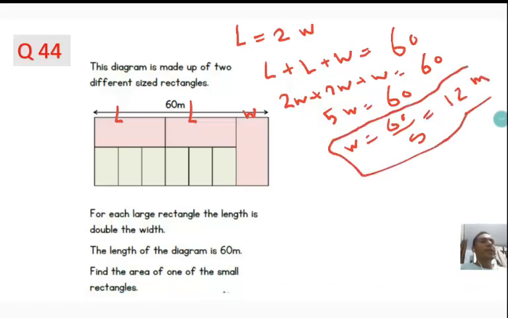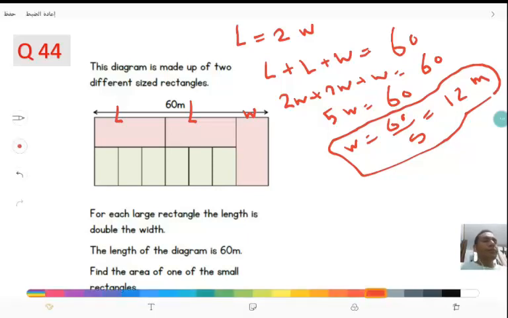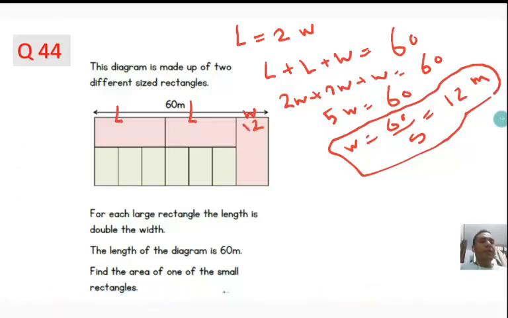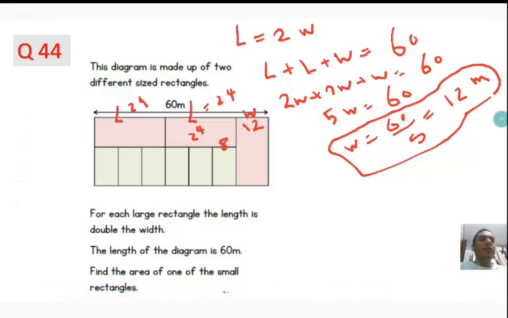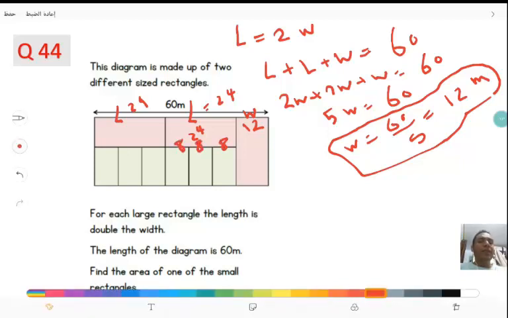So the width is 12 meters. That means the length equals 24. Alright, and then the 24 is divided into 3 sections. That means the width of the small rectangle is 8. 3 times 8 is 24.